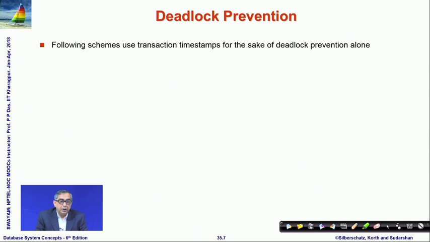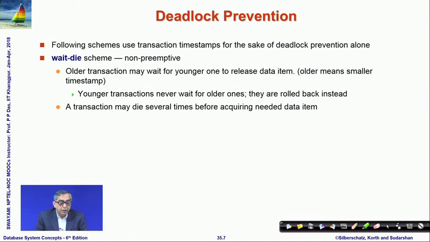The other possible prevention schemes that we would like to look at in a little bit more depth use timestamps for the transactions. Timestamps tell me which is an earlier transaction and which is a later transaction, and can be used for preventing deadlock, and several strategies for that exist. We will discuss two of them. First is what is known as the wait and die scheme, which is non-preemptive. Non-preemptive means that no one preempts anyone else.